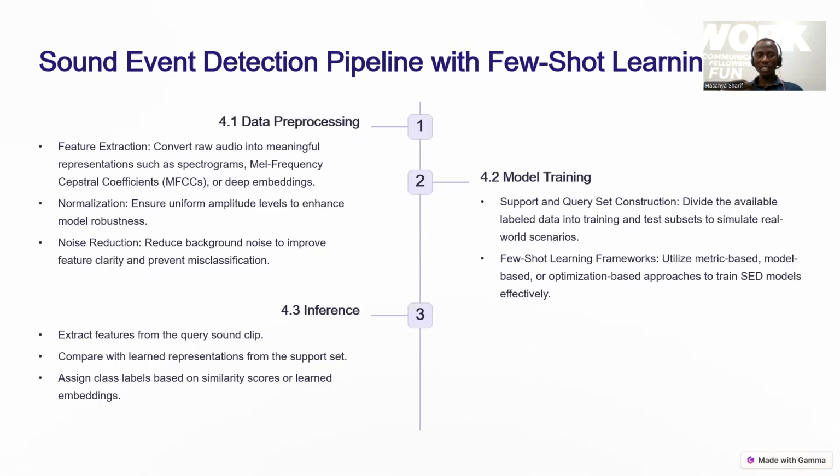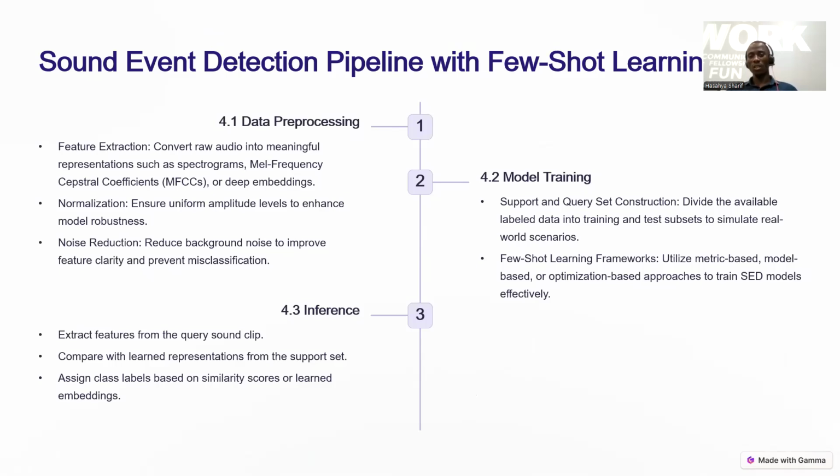Then after that, we do normalization, where we ensure uniform amplitude levels to enhance model robustness, and also we do what we call noise reduction. So we are trying to clean our data, to reduce the background noise. This will improve the feature clarity and prevent misclassification. So you can easily tell whether this sound is for a siren or just a vehicle that is passing by.